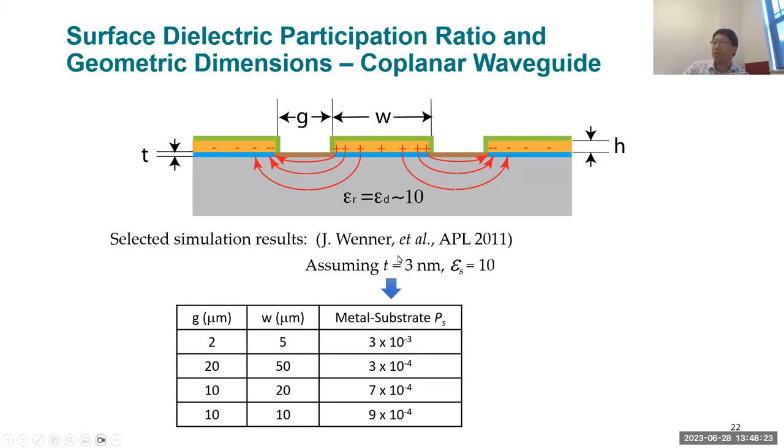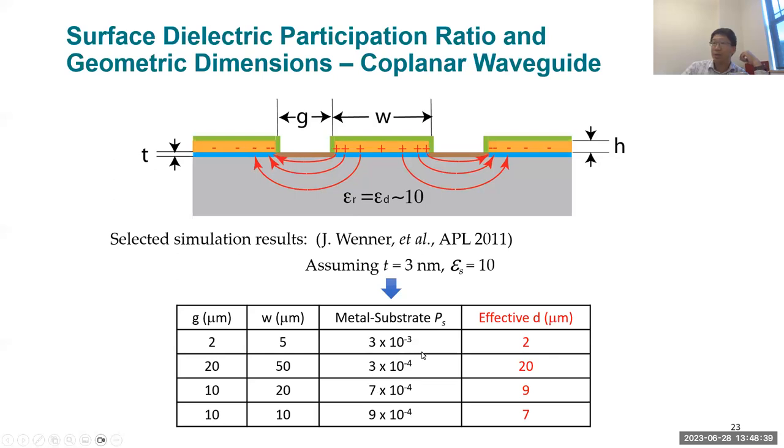So here, this PS is calculated for the blue thing, for the metal to substrate surface. And similarly, you can do calculation for the green and for the brown as well. They are going to have different values, but they all scale with distance. So in fact, you can convert these surface participation ratios into some effective parallel plate distance. So this is saying if you have a CPW with 2 and 5 micron as its dimension, the surface participation ratio is equivalent to a parallel plate capacitor with a 2 micron distance between the plates.